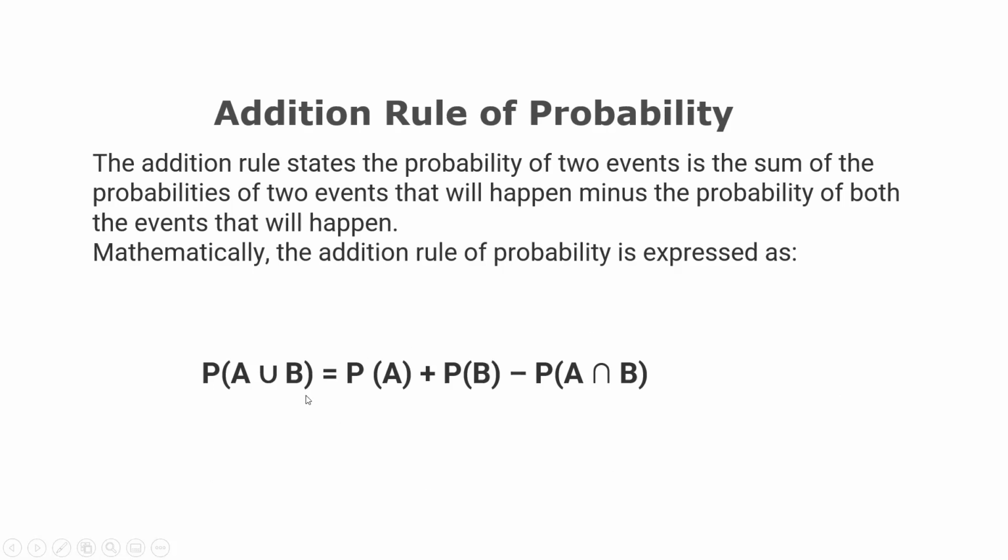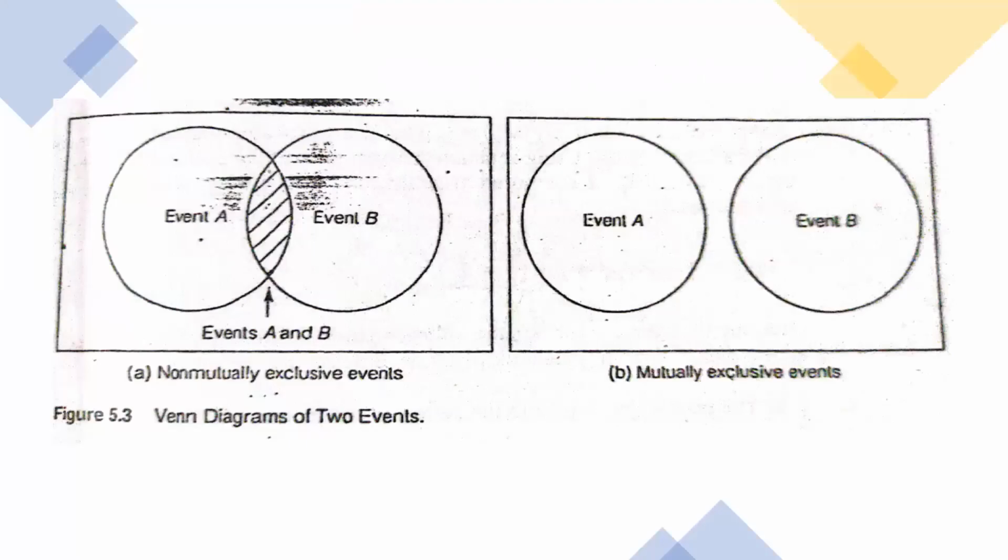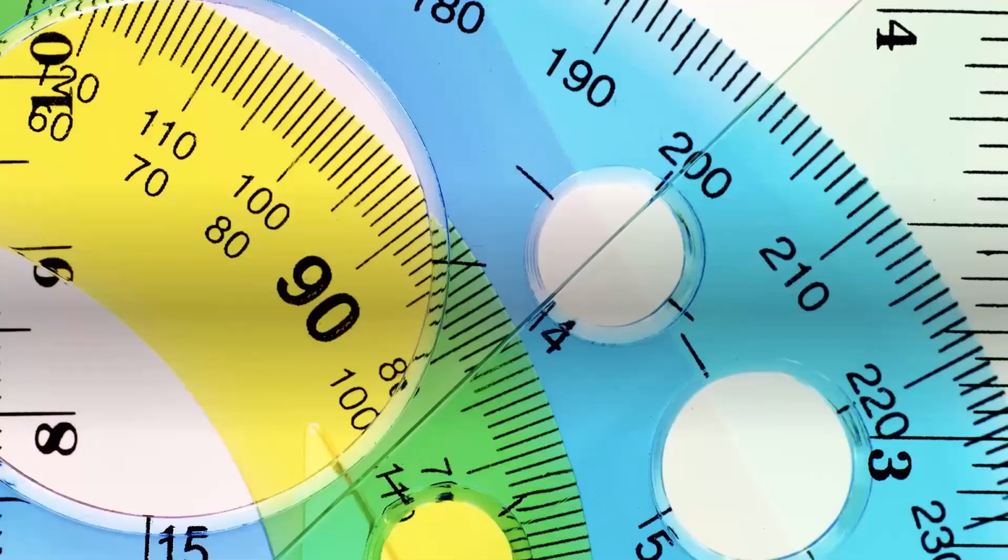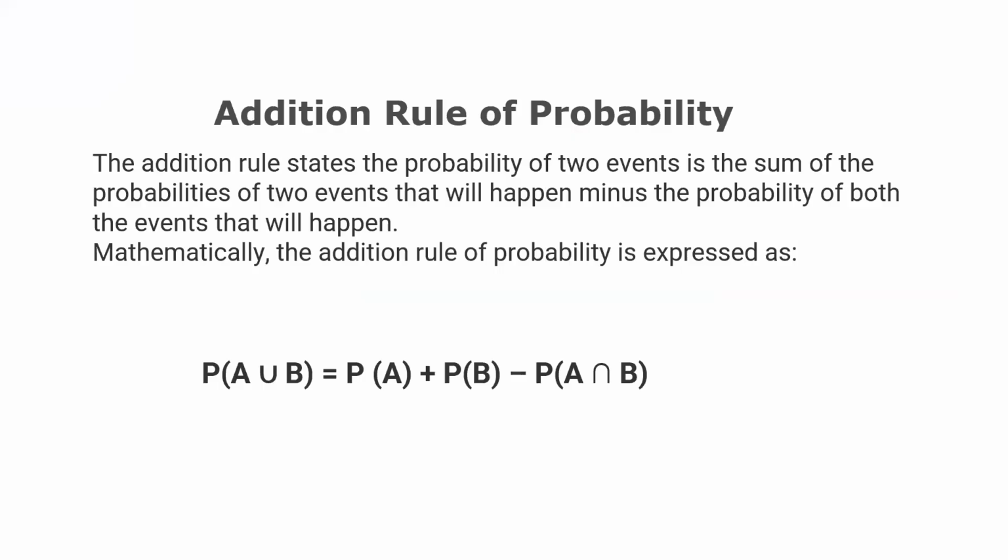This formula would be used when the events are non-mutually exclusive and when there is a slight bit of overlapping, like this one on the left side. To avoid the duplication of this part, the probability of event A and B, we will subtract the probability of both A and B, so that we avoid duplication and overexpression of our results. So this is for the non-mutually exclusive.